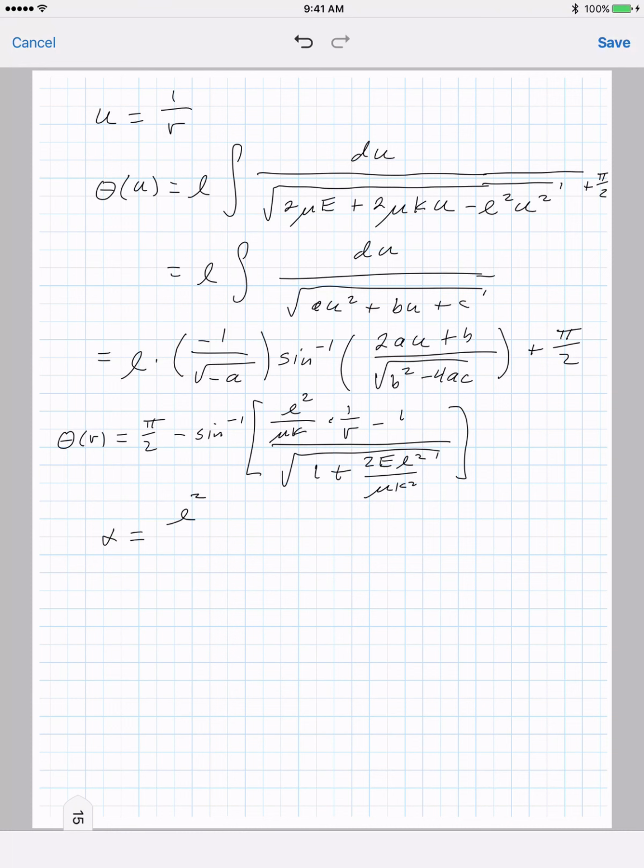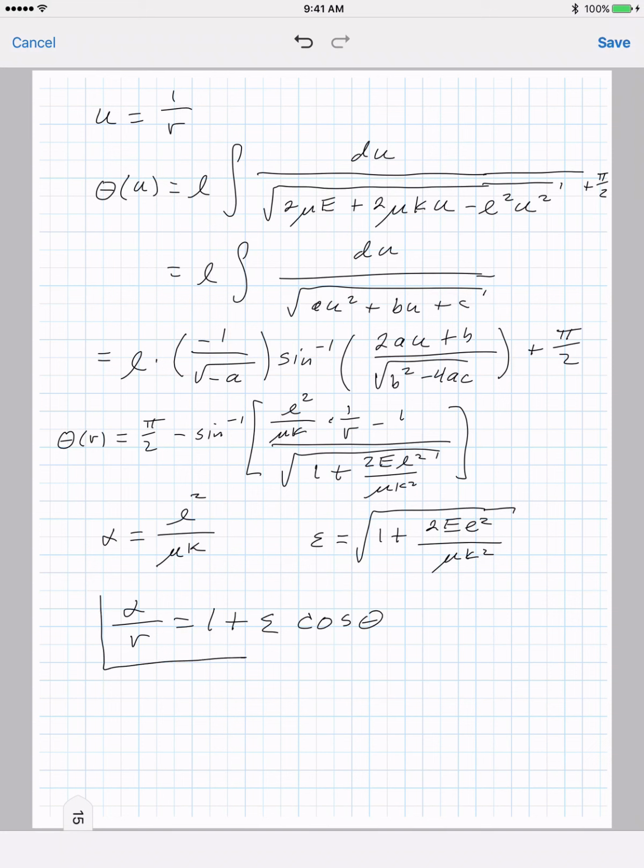So let's have alpha be L squared over mu k. And let me define epsilon, which is going to be the square root of 1 plus 2e L squared over mu k squared. All right. Now with those, I get a really nice parameterization. If I use alpha and epsilon in this expression for theta and take a cosine, I get an expression that looks like this: alpha over r is equal to 1 plus epsilon cosine theta.